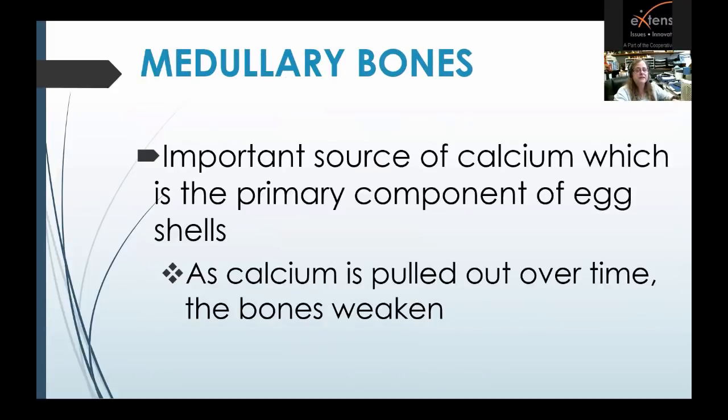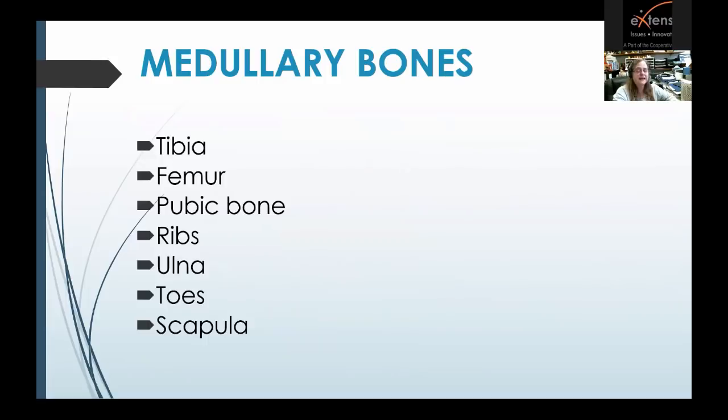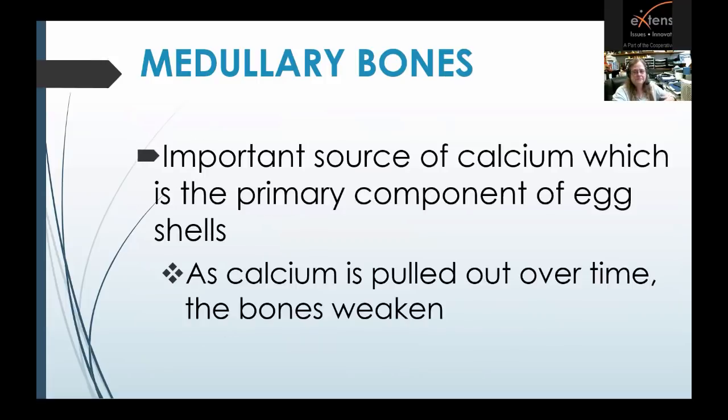Medullary bones are another special bone of chickens, of birds. It's an important source of calcium, which is the primary component of eggshells. Chickens can't eat enough calcium at one time to meet the requirement for the development of a shell. So calcium is pulled out of the bones and then replaced later. They don't replace all of it.